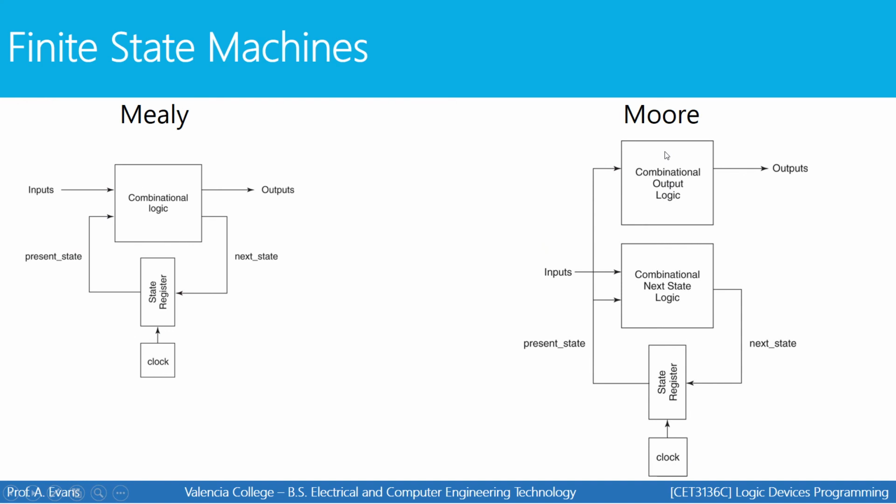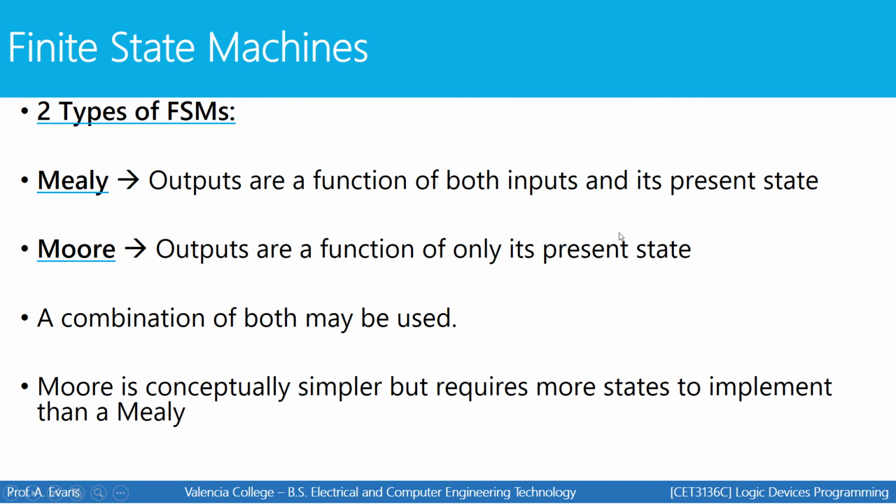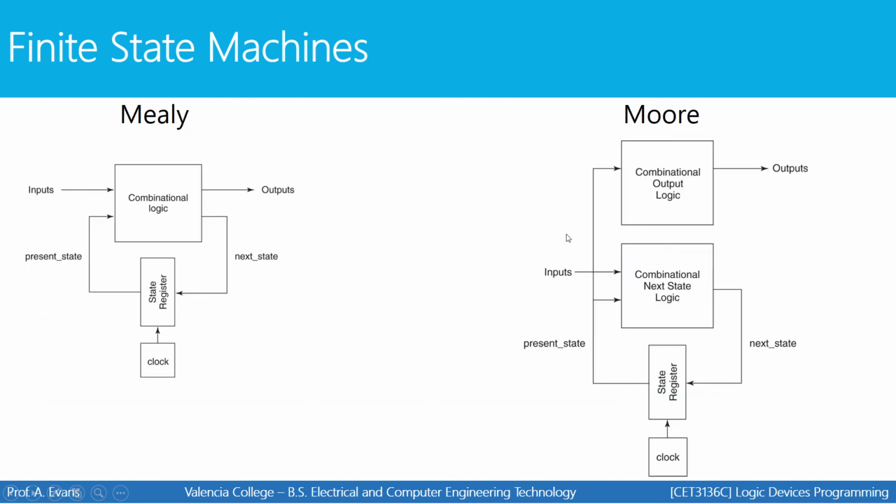A Moore machine actually separates the combinational logic into 2 blocks instead of 1. So you'd have one block that only determines the outputs based on the present state. So the outputs are only a function of the present state. It has a second combinational logic block that determines the next state. And the next state block takes the inputs as well as the present state to determine what the next state is. It's stored in a state register. When the clock makes a transition, the next state becomes the present state, and that's fed to the outputs. So these are your block diagrams of a Mealy machine and a Moore machine.